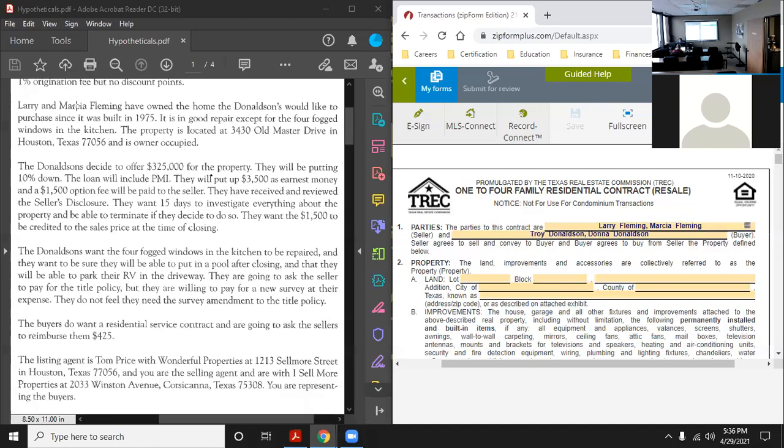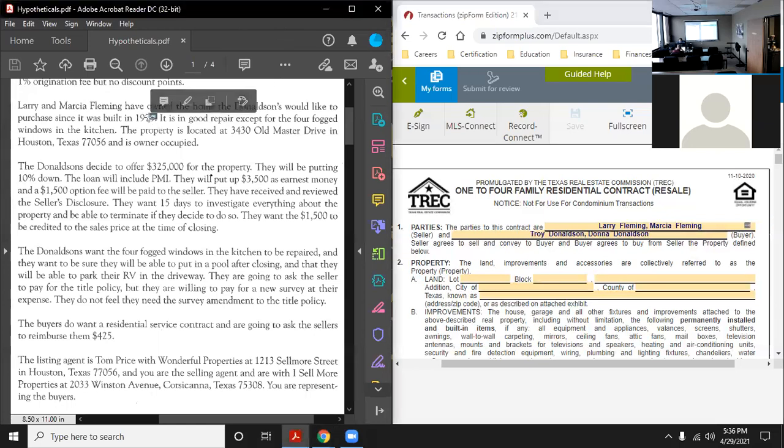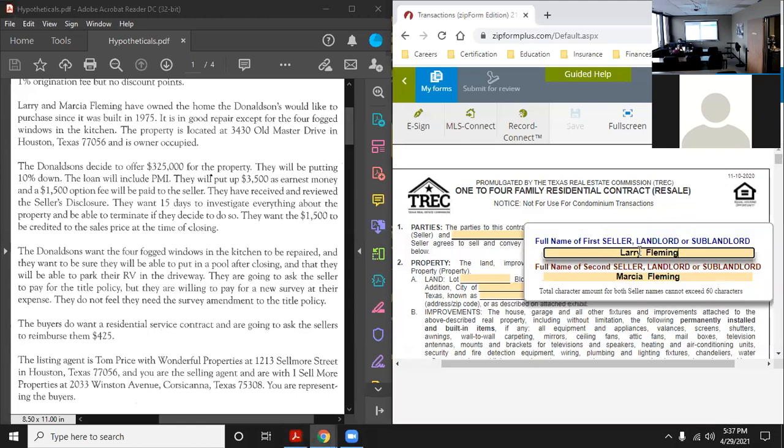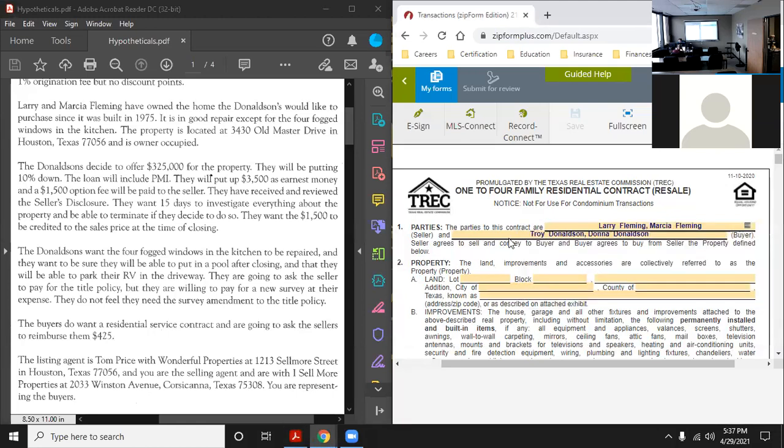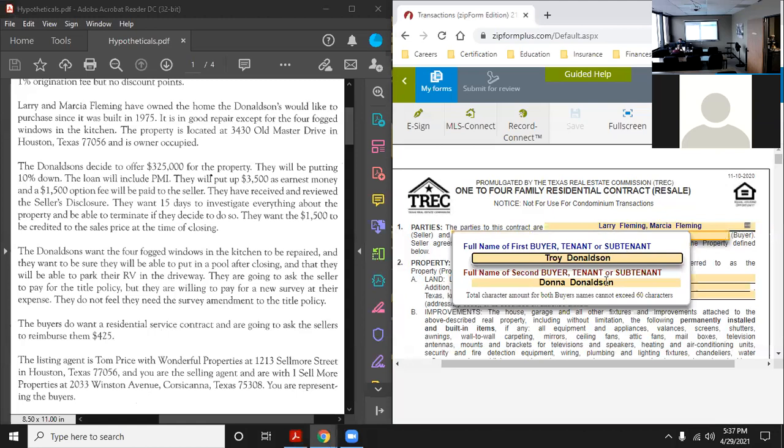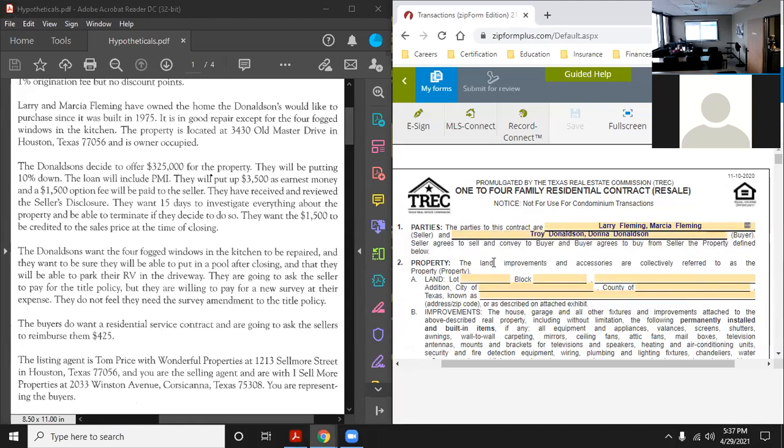So, Larry and Marcia Fleming have owned the home that the Donaldsons would like to purchase since it was built in 1975. And if you remember that date, that is very key because that means we're going to have to do something with that. 1975 is, as you know, before 1978. So you have to do a lead-based paint addendum here as well. Basically, Larry and Marcia Fleming are selling a house to the Donaldsons. So the sellers in this case are Larry Fleming and Marcia Fleming. And the buyers are going to be Troy Donaldson and Donna Donaldson. It's a fun name to say.